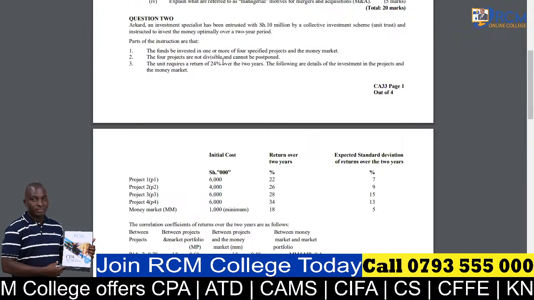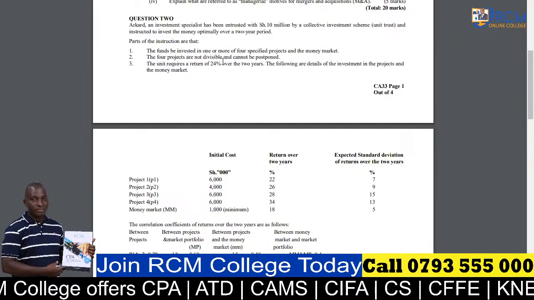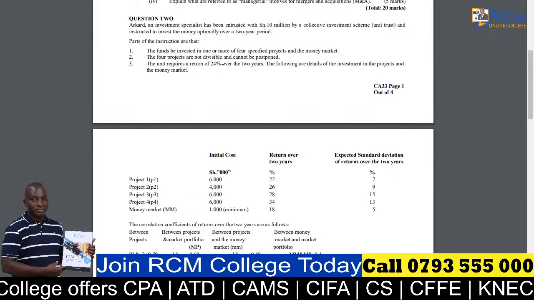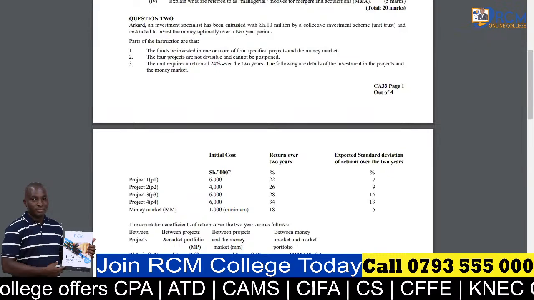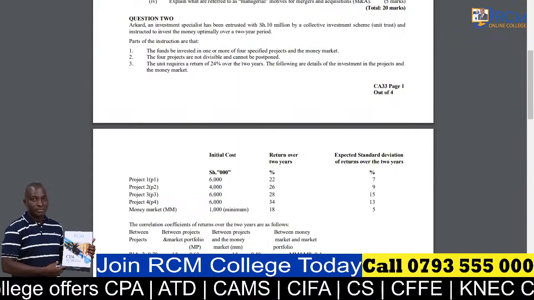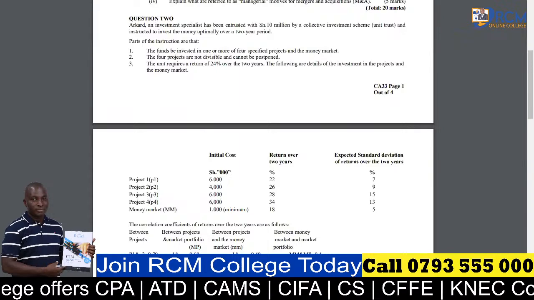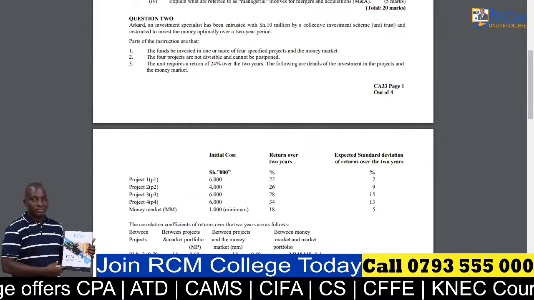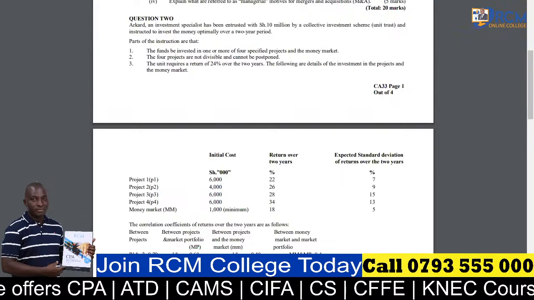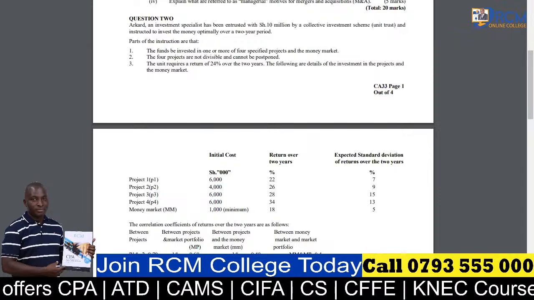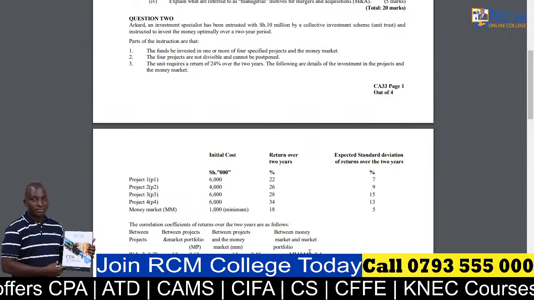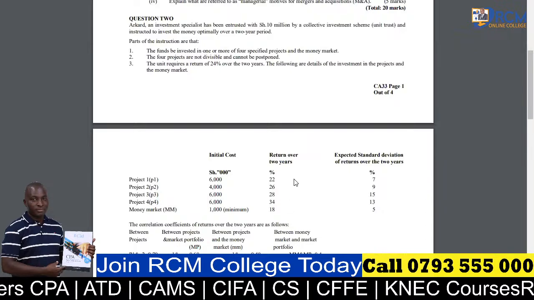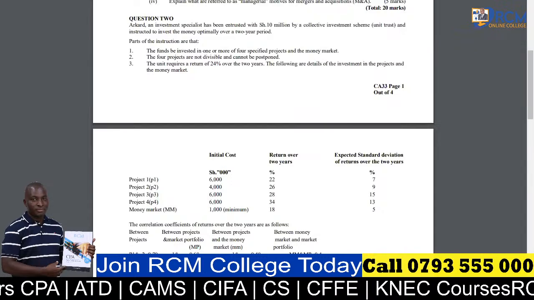The following are the details of the investment in the projects and the money market. You are given project 1, project 2, project 3, and money market, and the correlation has been provided. Over the 2-year period, the risk-free rate of return is estimated to be 16%. The market portfolio is 27%, and the variance of the return on the market is 100%. By analyzing 2-asset portfolios using the mean variance, I'll be able to get all the marks here without knowing what is expected of me.